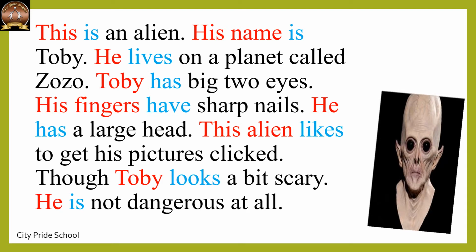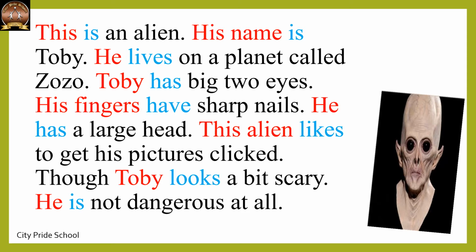The words in red: this, his name, he, Toby, his fingers, he, this alien, Toby and he. So all these words marked in red are subjects. So what are subjects? A subject may be a noun or a pronoun and it is always the doer of the action. The main part of the sentence, what the sentence is being talked about.